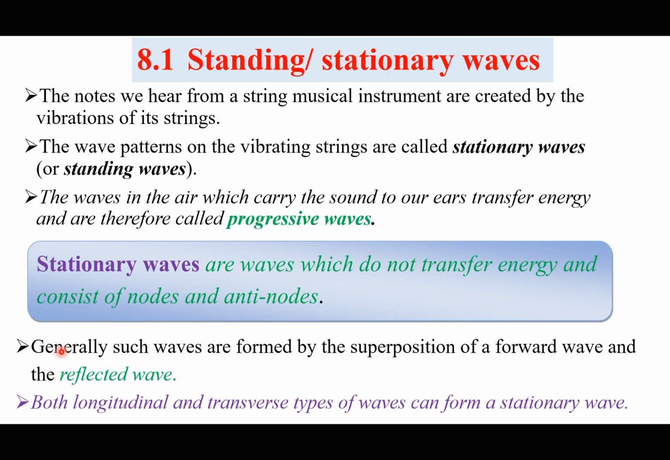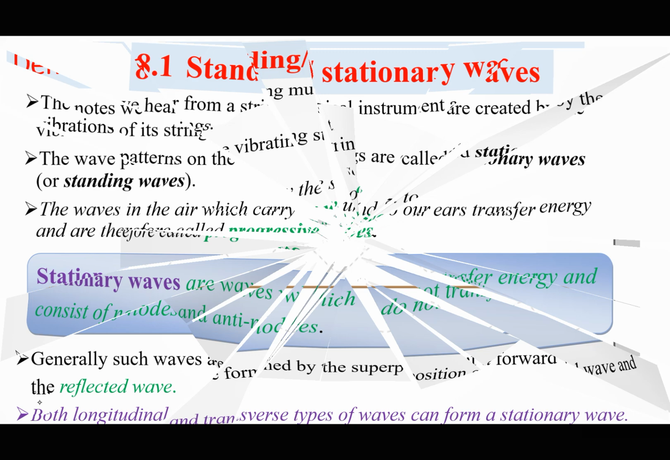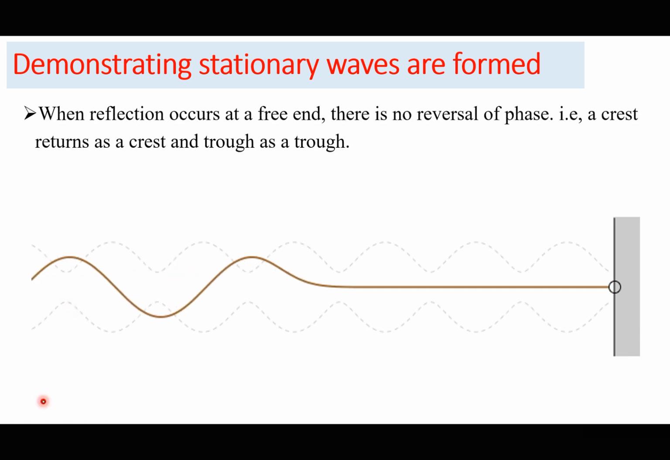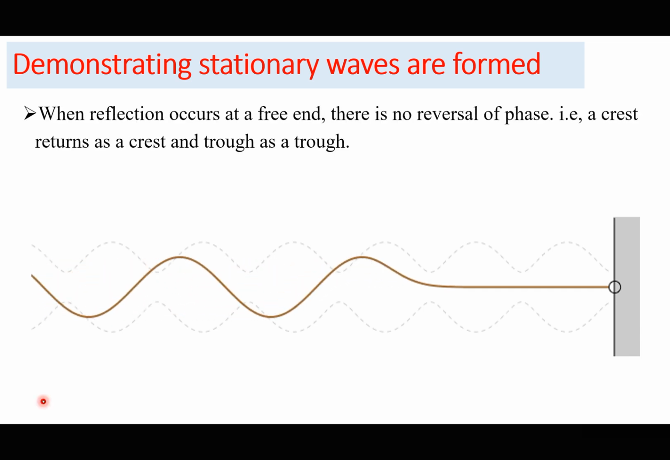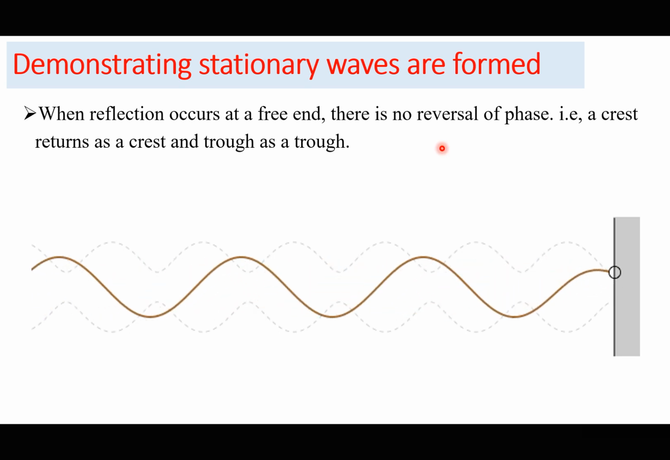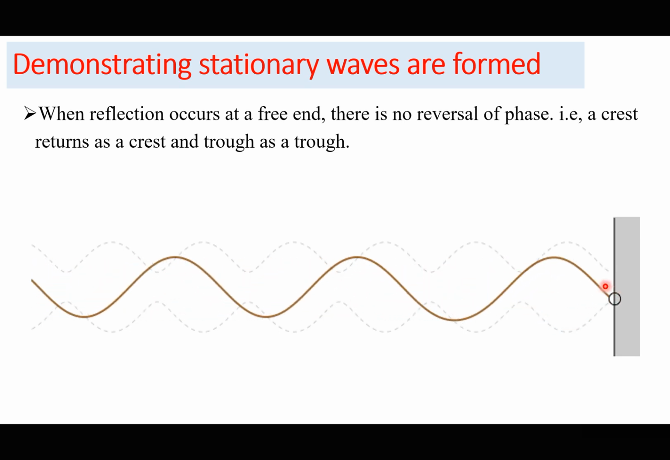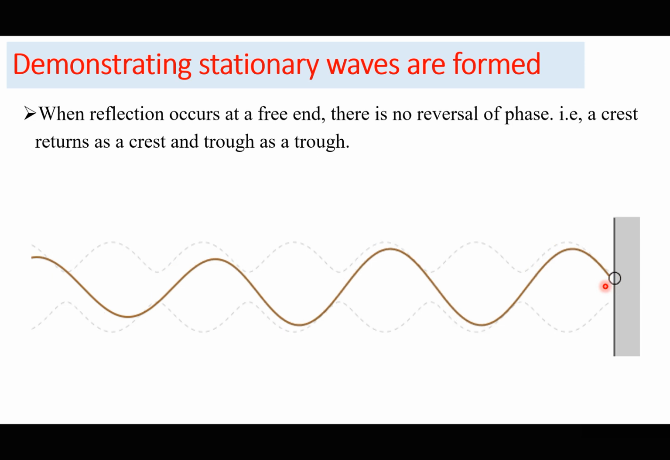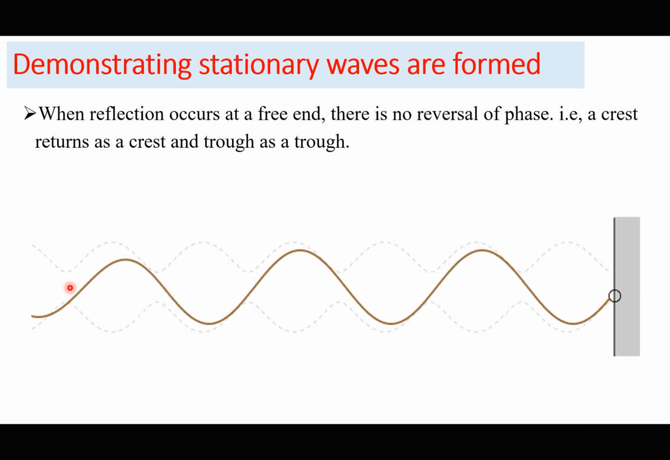So to demonstrate how stationary waves are formed, let's consider the following animation. When a reflection occurs at a free end, there is no reversal of phase. What arrives as a crest returns as a crest and a trough as a trough. So what is happening? We are producing what we call a stationary wave.